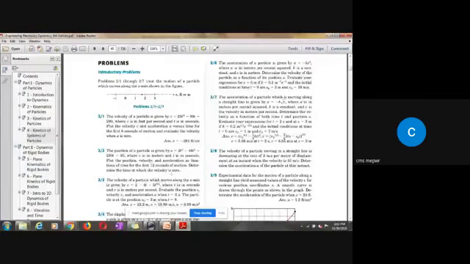So determine the time at which velocity is zero. So in the velocity equation, you will put v is equal to 0, and then from there you can find out the time, right?